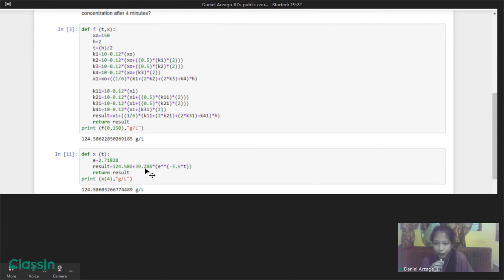Result is equal to 124.586 plus 39.286 times exponential negative 3.5 times time. Print x, open and close parenthesis, 4 gallon per liter is equal to 124.586032667744489 gallon per liter or 124.59 gallon per liter. That's all.